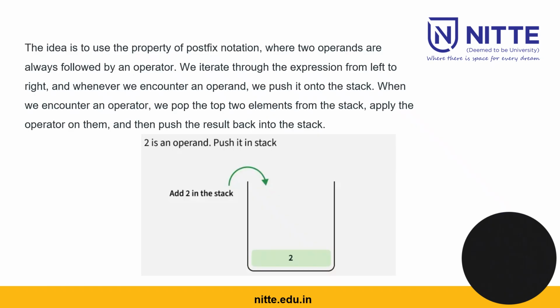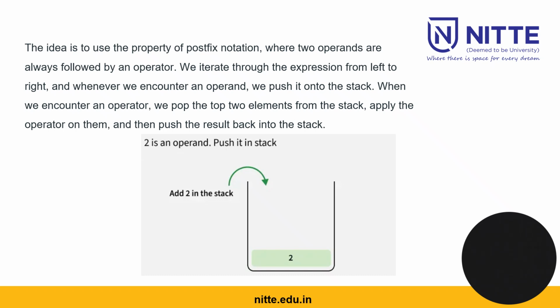So here the basic idea is this. Whenever there are two operands followed by an operator, we have to iterate from left to right, and whenever there occurs an operand, we push that operand into the stack. And whenever we encounter an operator, we will pop two elements which are at the top of the stack, evaluate them using that operator, and then push the result into the stack again.